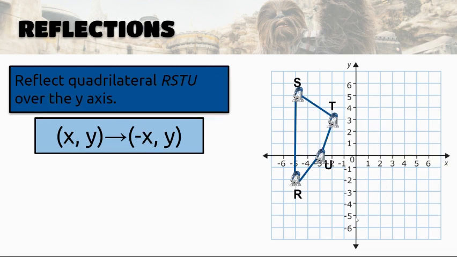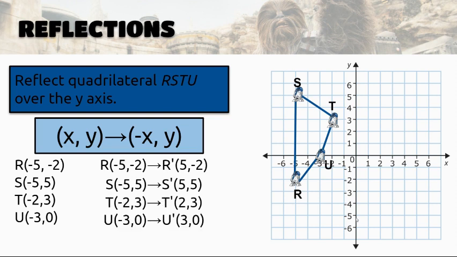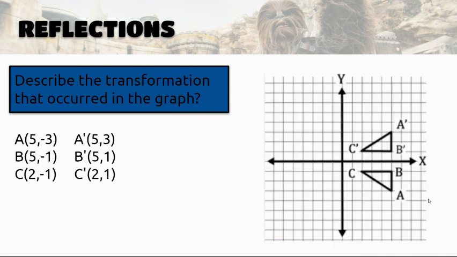Here we have RSTUV, this quadrilateral, and I want to reflect it over the y-axis. So when I reflect over y, the x value becomes negative. So there's the original points. All of the x values started out negative, so they're going to end up all being positive because when you make a negative negative, it becomes positive. So our new image should look like this. And again, you can see the distance that we reflected over, okay?